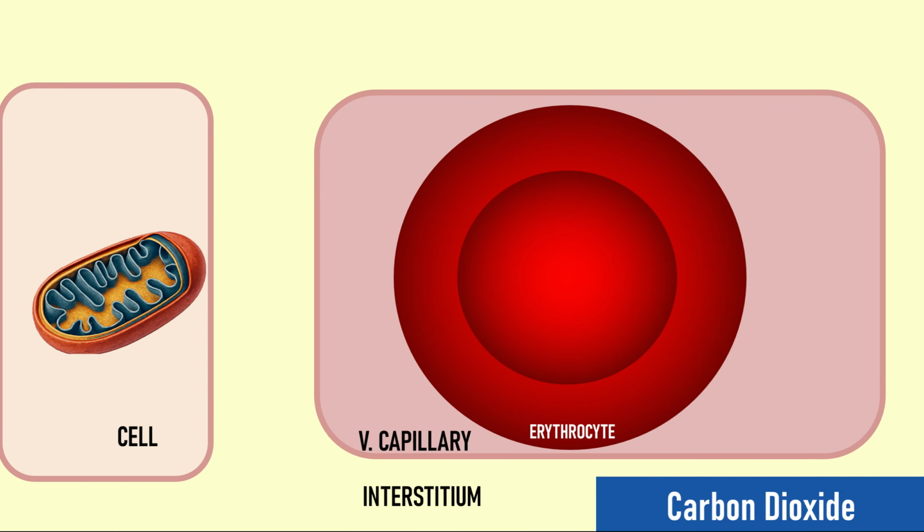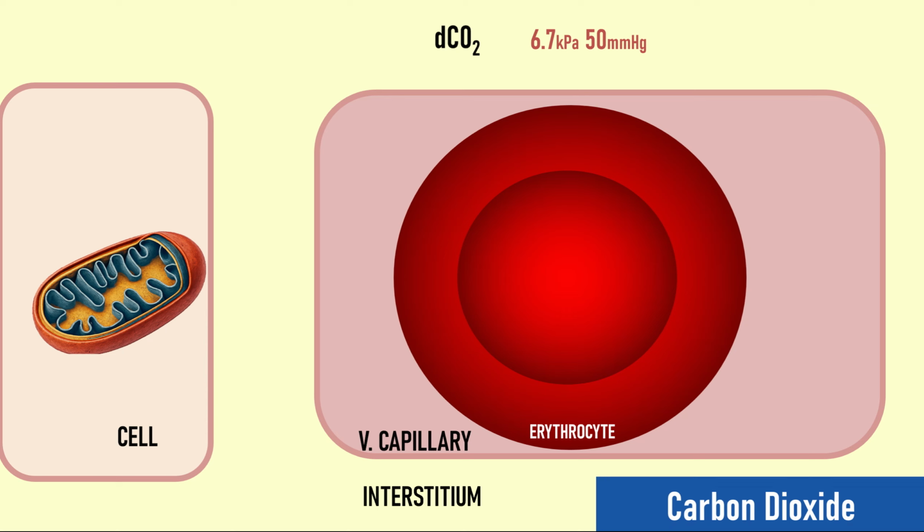Almost all of the carbon dioxide in the body is produced by oxidative metabolism in the mitochondria. The carbon dioxide that is dissolved then exits the mitochondria and the cell and enters the interstitium. The partial pressure of carbon dioxide, if you were able to measure it in the interstitium, is approximately 6.7 kilopascals or 50 millimeters of mercury.